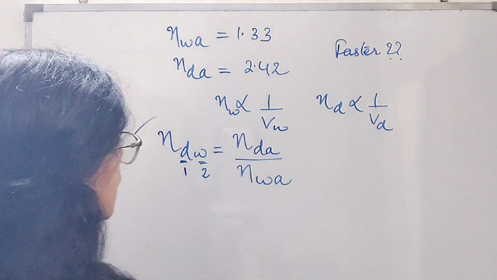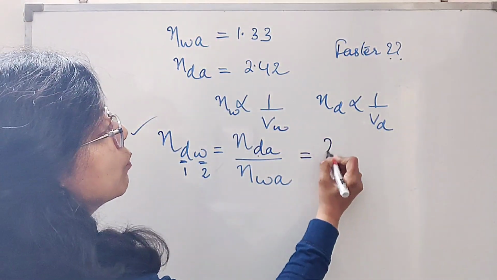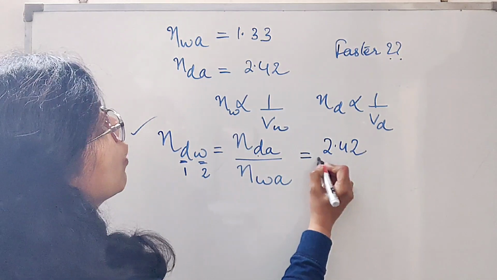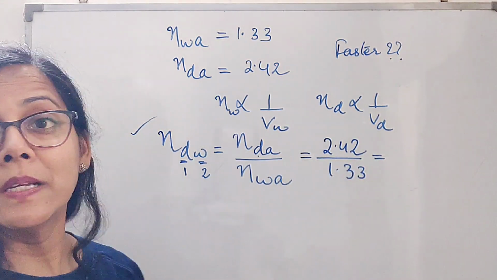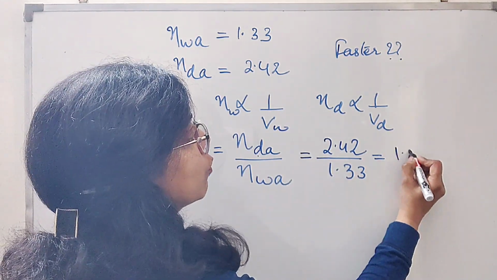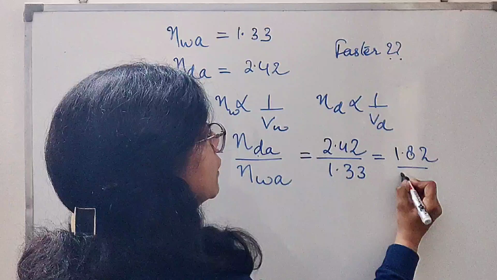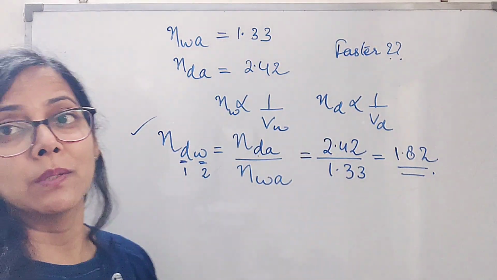So let's divide these values. It is given to us that diamond is 2.42 and water is 1.33. So you will divide these values and approximately the answer will be 1.82. So this is your answer for the refractive index of diamond with respect to water.